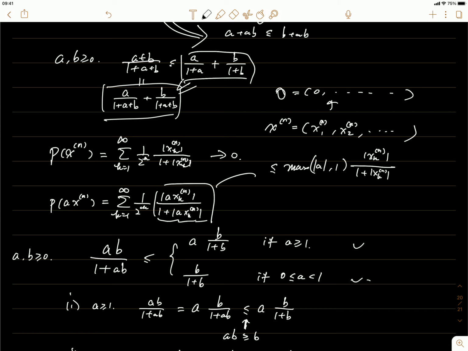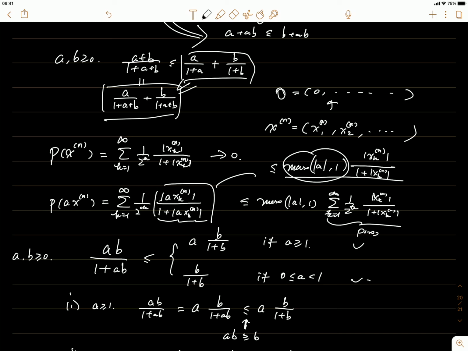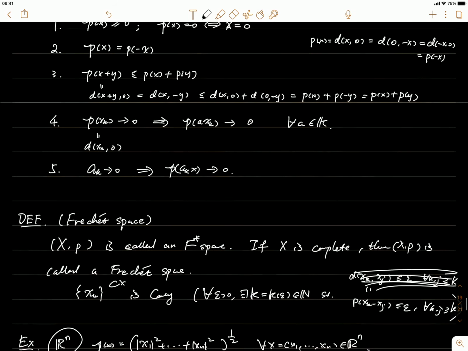Right? So now I know that each term has this bound, and then I can move this constant outside of the summation. So it's less than or equal to the maximum of a and 1 times the infinite sum I have here, which is the one we are familiar with, right? And this whole thing is just p of x. So if p of x goes to 0, this must go to 0 as well, since this is just a constant. Okay, so that's the fourth property that we need to verify.